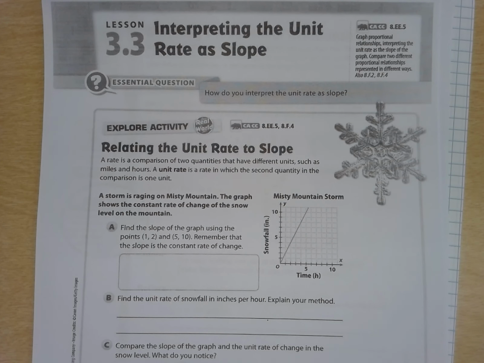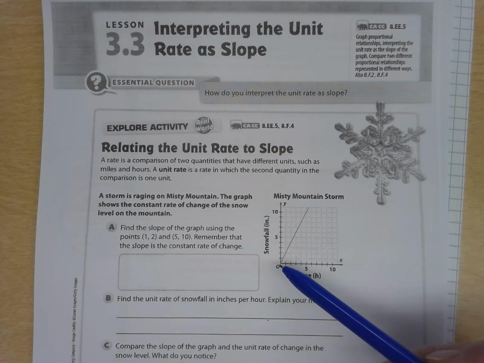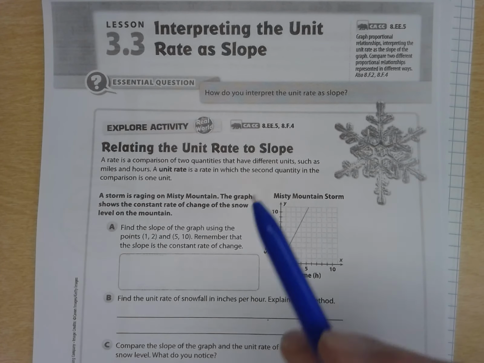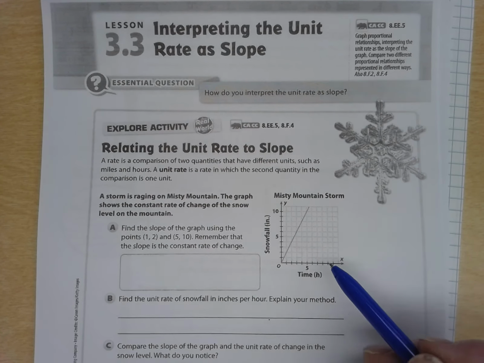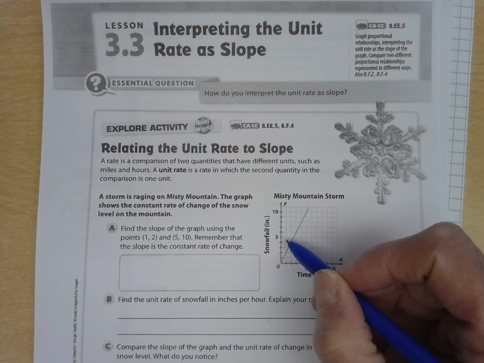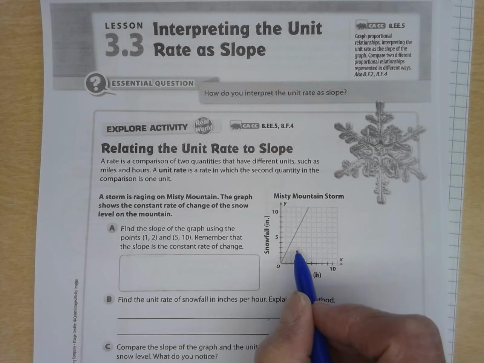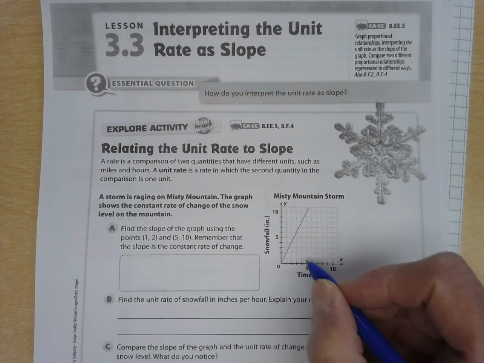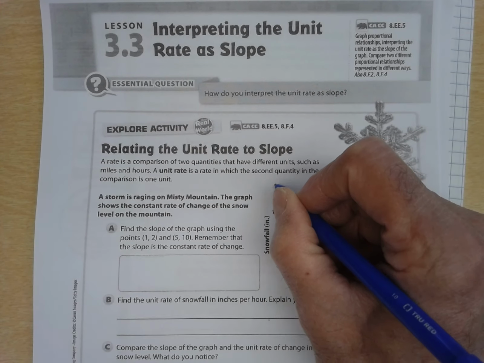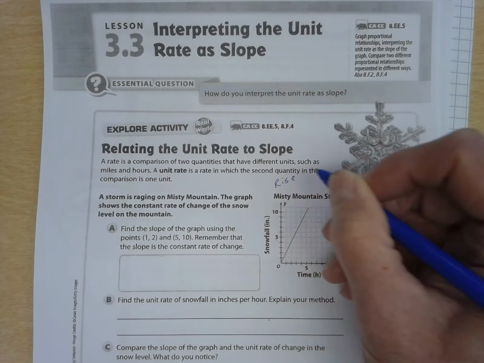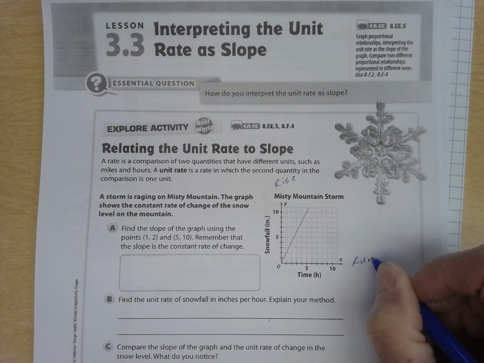It's Tuesday, October 27th, 2020. So we're going to go over today, we're going to interpret the unit rate as a slope. Remember that a slope is a comparison of two factors, y and x. The change in rise over the change in run. So it's always easier when you look at it like this, R-I-S-E, R-U-N.